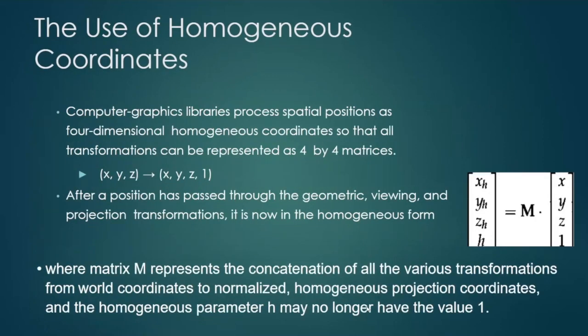Then, computer graphics libraries process spatial positions as 4-dimensional homogeneous coordinates so that all transformations can be represented as 4x4 matrices. So as shown here, it is a 4x4 matrix where x, y, z coordinates are there, and the h parameter, which is the homogeneous coordinate, is set to 1. After a position has been passed through the geometric viewing and projection transformations, it is now in the homogeneous form as shown here, where matrix M represents the concatenation of various transformations from world coordinates to the normalized homogeneous projection coordinates, and the homogeneous parameter h may no longer have the value 1.